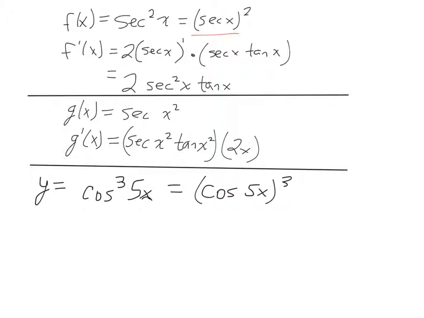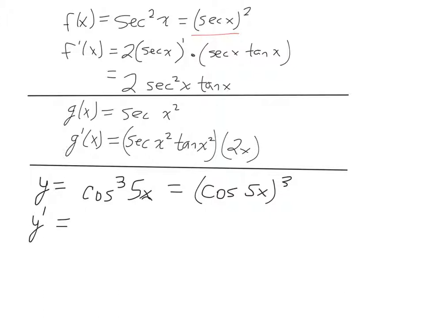Well, if you'll notice what we've got going on here, we've got our outermost function is this cubed. Within that I have a cosine, and within that I have a 5x. So this is technically a function inside of a function inside of a function. And this is why we call it the chain rule, because I got to keep going. All these pieces are chained together. I got to keep taking it times the derivative. So let me walk you through how this might look.